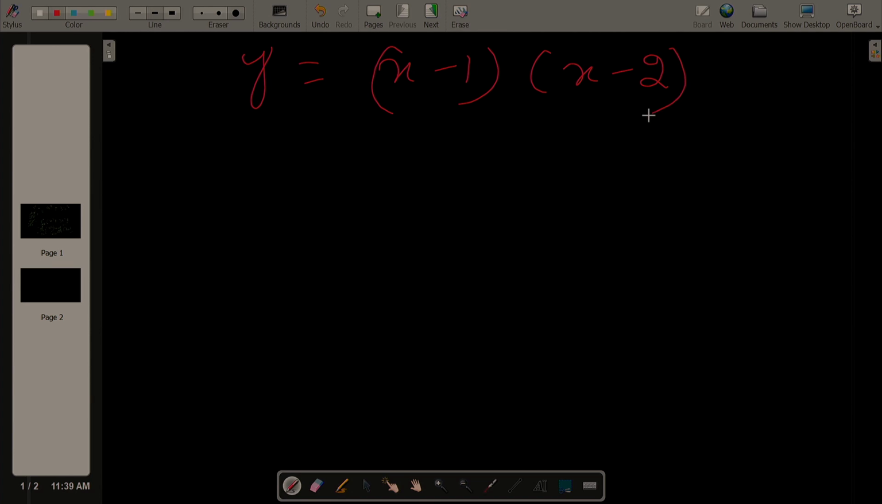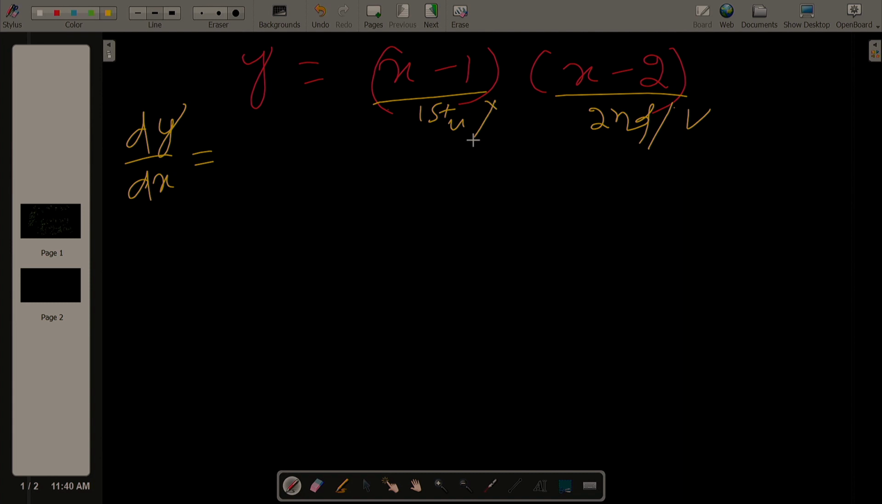Then what is the value of the product (x minus 1) multiplied by (x minus 2)? How will you find dy by dx? The formula is very simply first into derivative of second. Suppose this is the first and this is the second function, or you can write u and v, your choice.